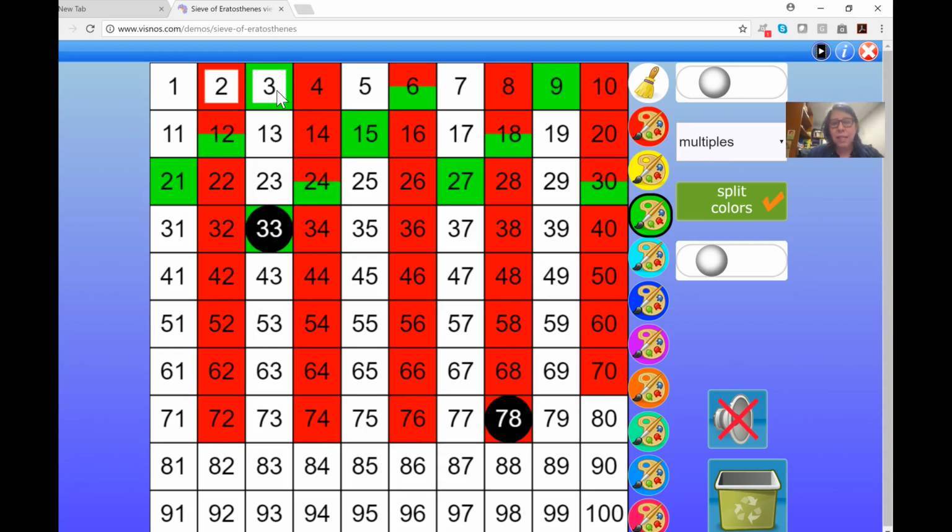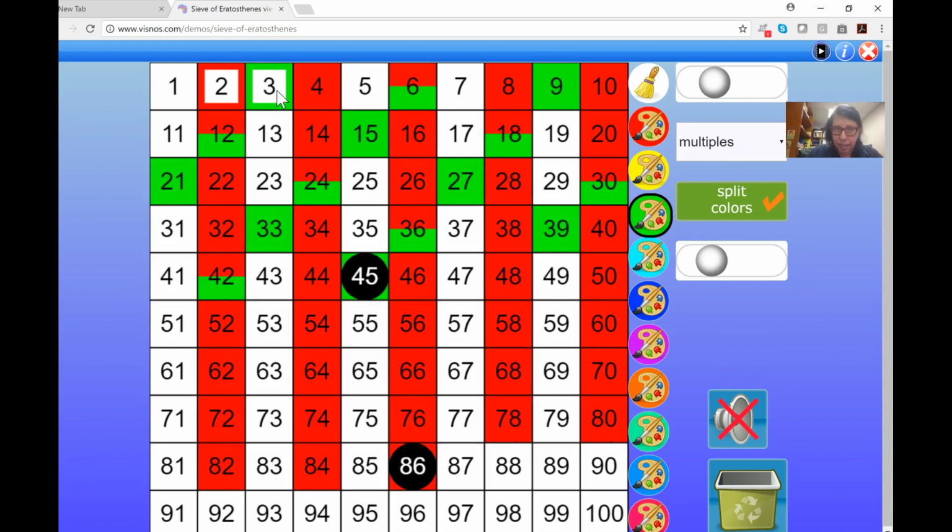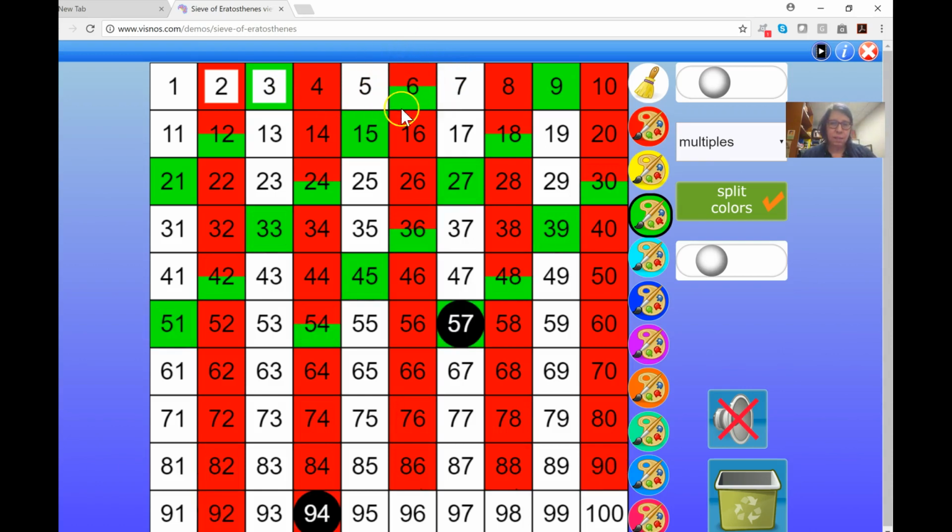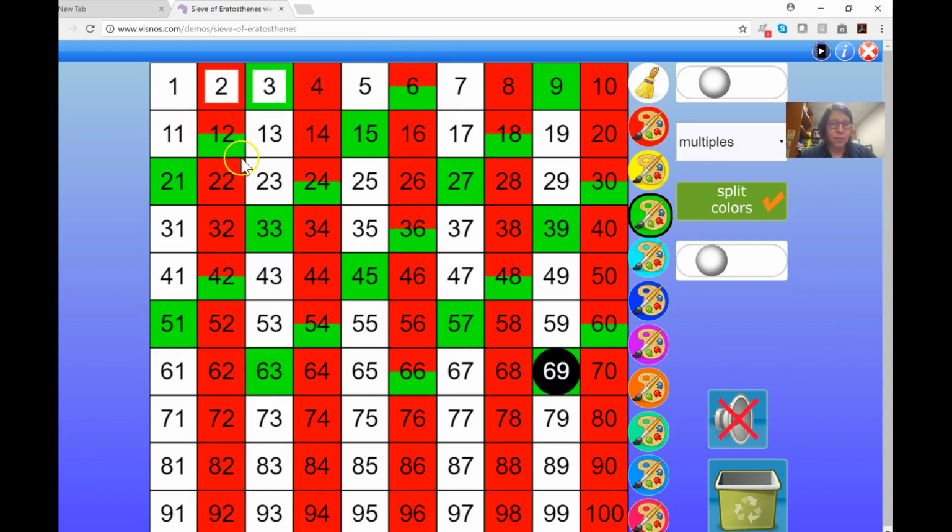Now, the ones that are divisible by 6, if you look, 6, 12 is divisible by 6, 18 is divisible by 6, 24 is divisible by 6. They're the ones that I colored twice. So the rule for divisibility by 6 is it has to be divisible by 2 and by 3.